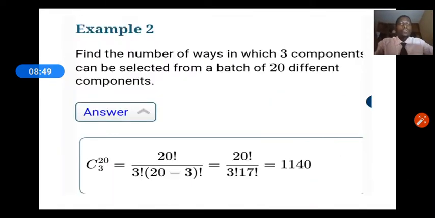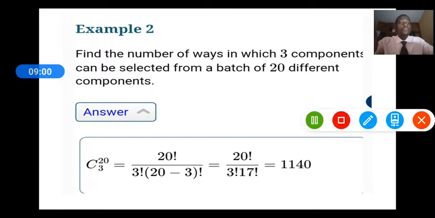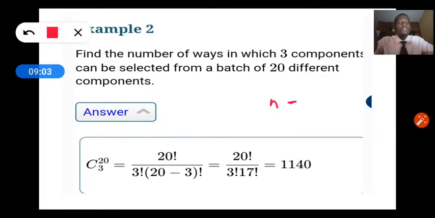Let's quickly go to example 2. Find the number of ways in which 3 components can be selected from a batch of 20 different components. So for this particular question, it means my n is 20 and my r is 3. We want to select 3 different things from 20 objects.